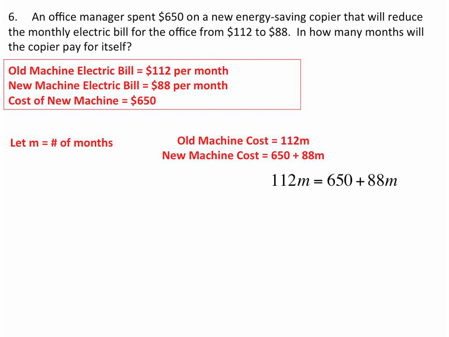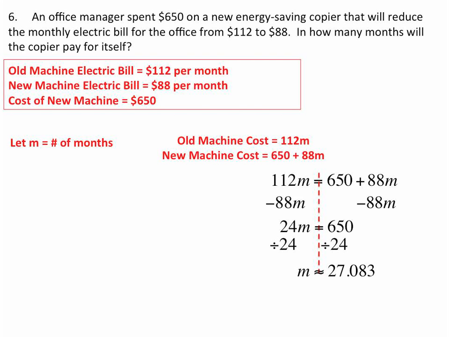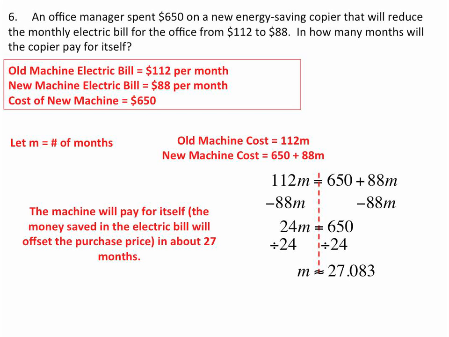So when are they the same? Anytime after that break-even point, the new machine would be better. So it's an equation with variables on both sides. Chop your 88s off. I got 24m equals 650. Divide both sides by 24, and m is about 27.083333. Okay? So the machine will pay for itself. The money saved in the electric bill will offset the purchase price in about 27 months.